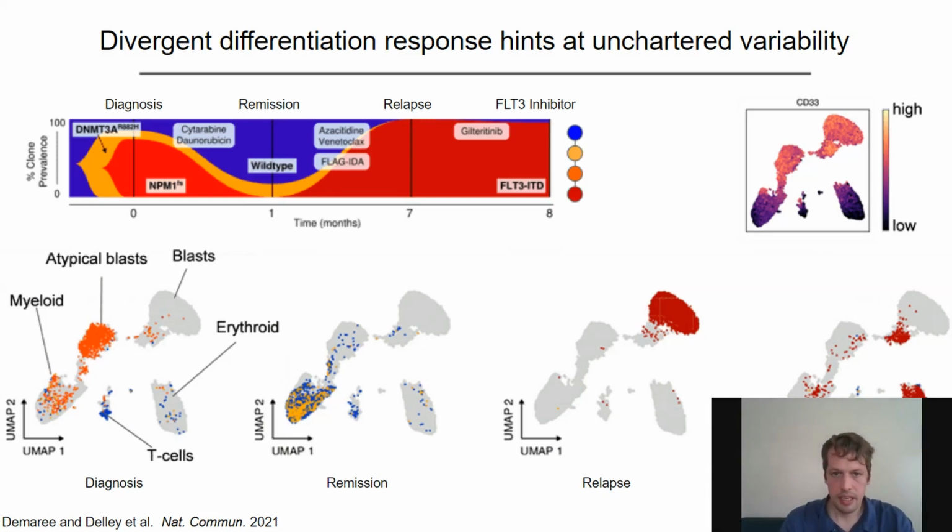Again, the cancer clonality was relatively low. We have essentially two clones, one composed of a DNMT3A mutation, and then a subset of these have an additional NPM1 mutation again. Now, if you look at the bottom at the UMAP representation of this initial time point, the diagnosis sample, you see that the cancerous clones in orange are mainly contained in this atypical blast compartment.